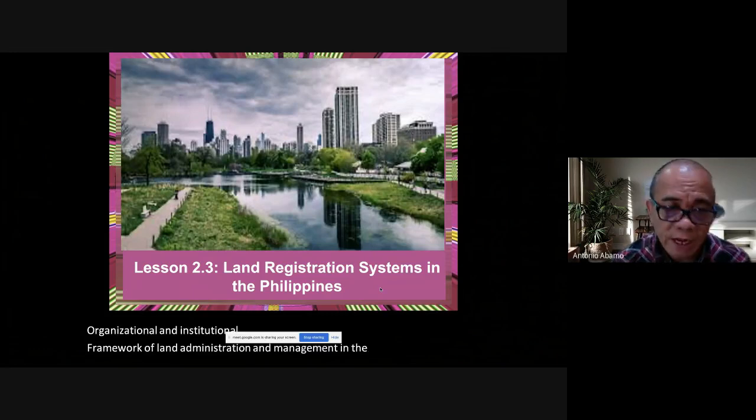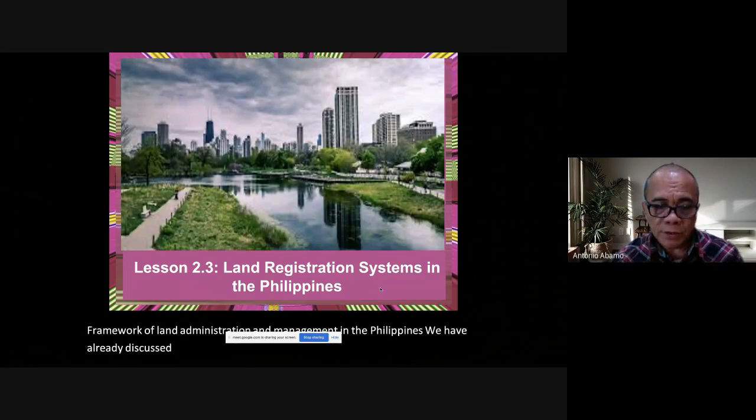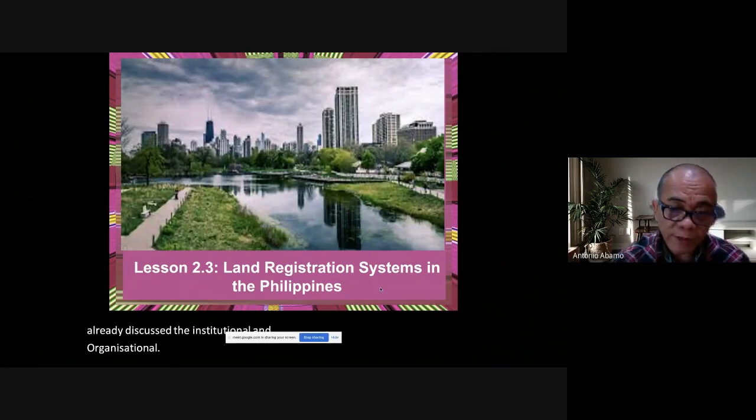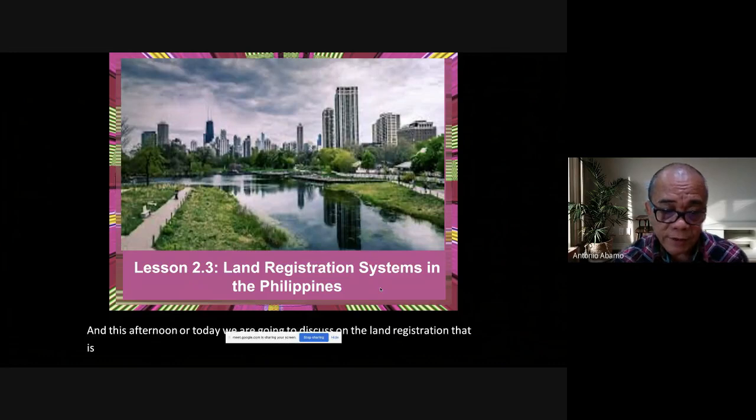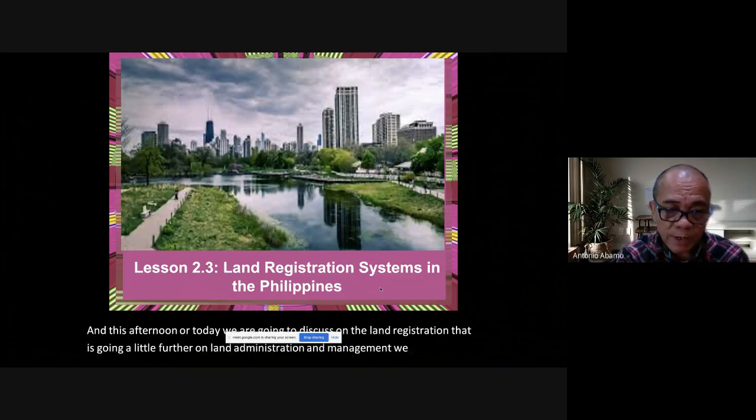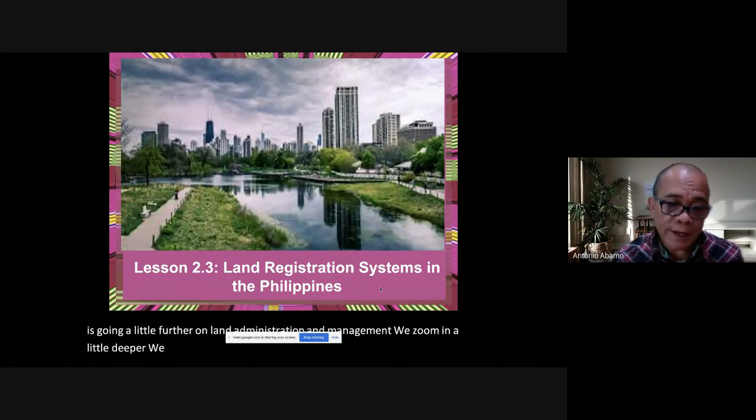We have already discussed the institutional and organizational framework of land management, and we also have discussed land administration. And today, we are going to discuss land registration. That is going a little further on land administration and management. We zoom in a little deeper. We look into the dynamics of land registration systems in the Philippines.